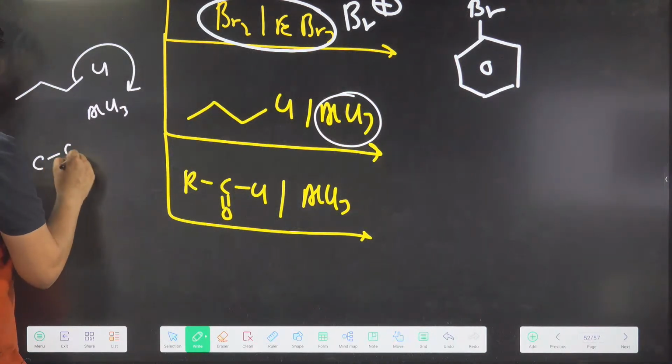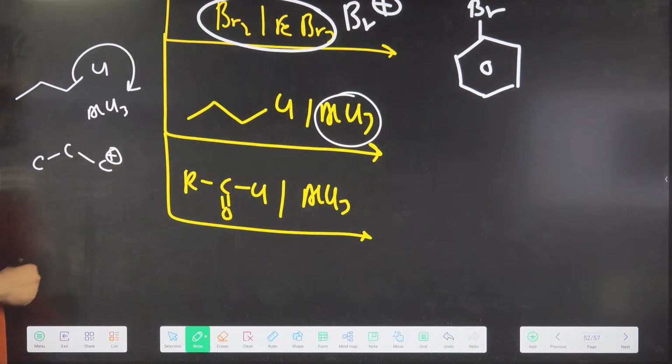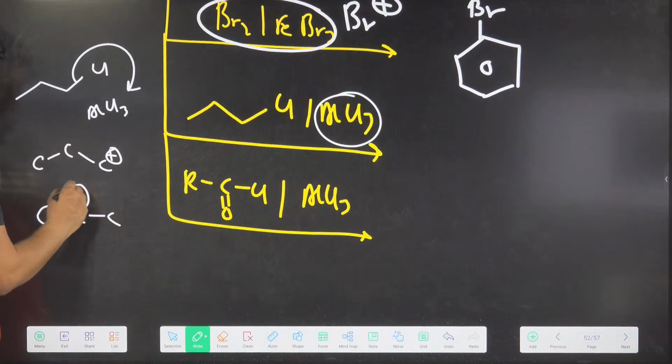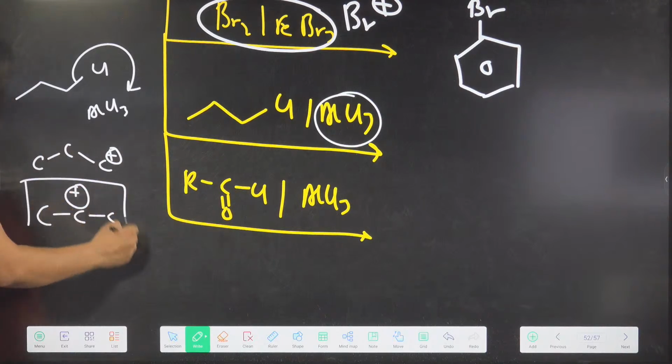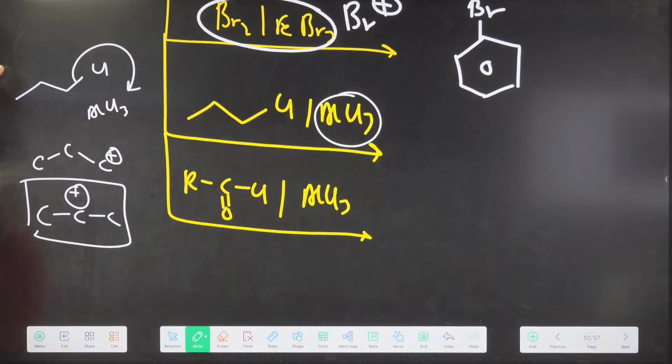What will happen? This carbon is formed. This carbon we rearrange to this position. This carbon is rearranged to this position. Now, this is our final electrophile.